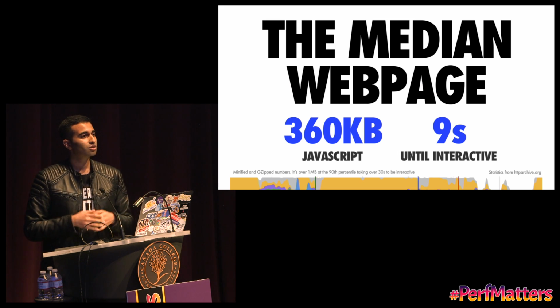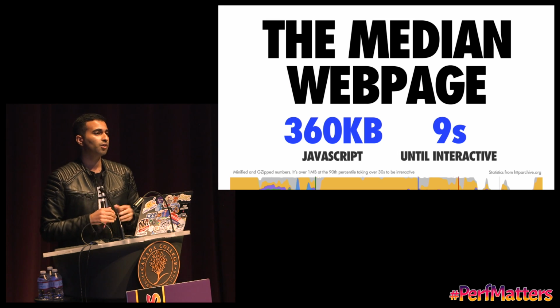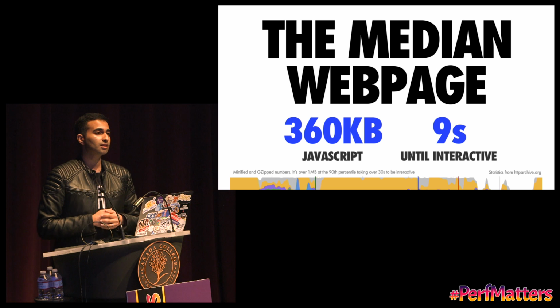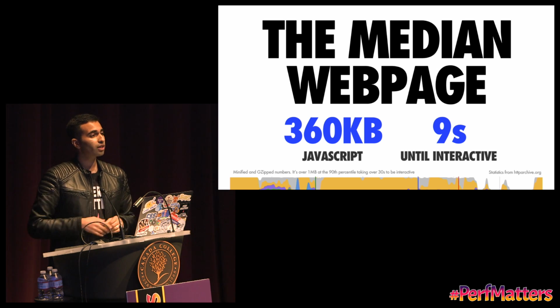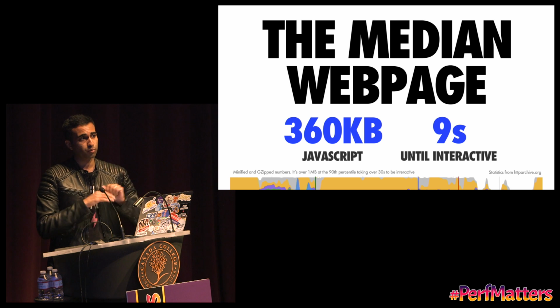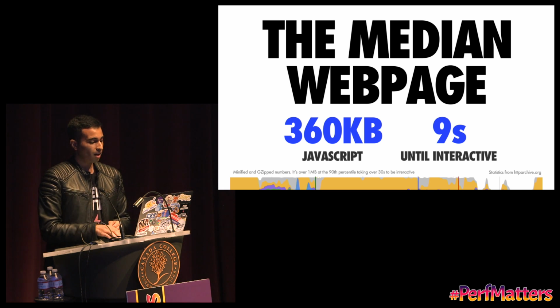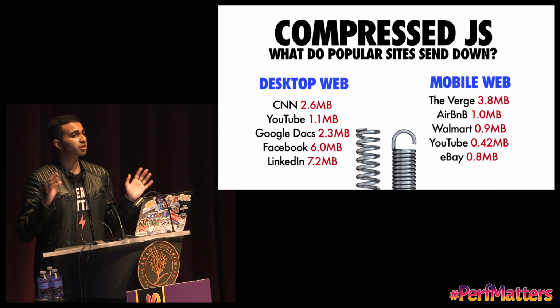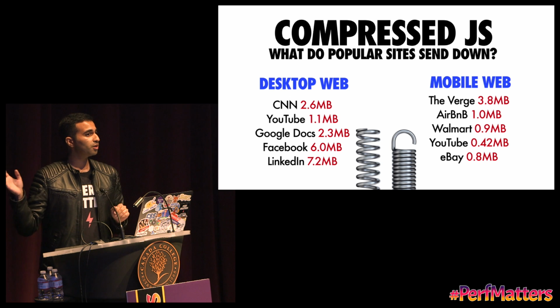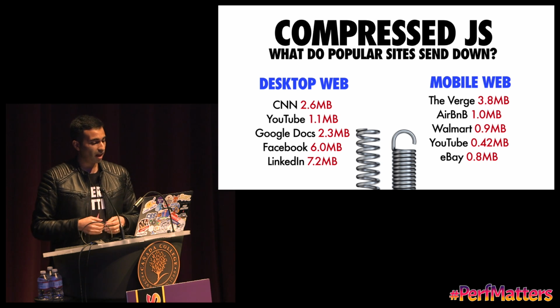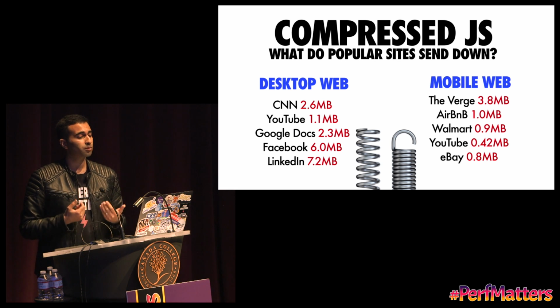Let's take a look at some more stats. So according to the HTTP Archive, the median web page is shipping down 360 kilobytes of compressed script to users. These sites take about 9 seconds before a user can interact with them. And if we take a look at the uncompressed numbers for this, 360 kilobytes will bloat up to well over a megabyte of uncompressed script that devices have to process. We can take a look as well at, say, popular sites. So popular sites are reaching this interesting cliff where it seems to be okay shipping down megabytes and megabytes of JavaScript to our users. CNN is shipping down 2.6 megabytes, The Verge 3.8 megabytes. And the real question is, can you afford to send down this much script to your users?